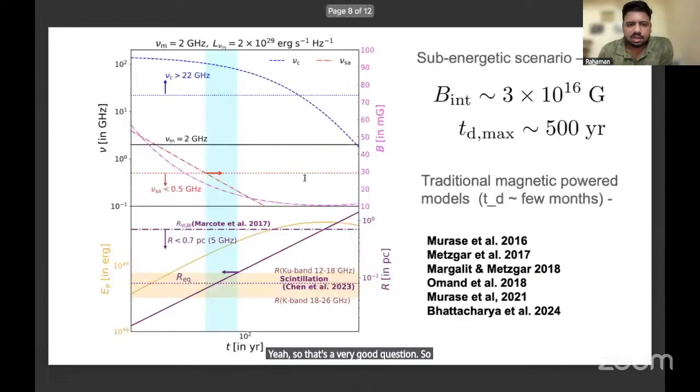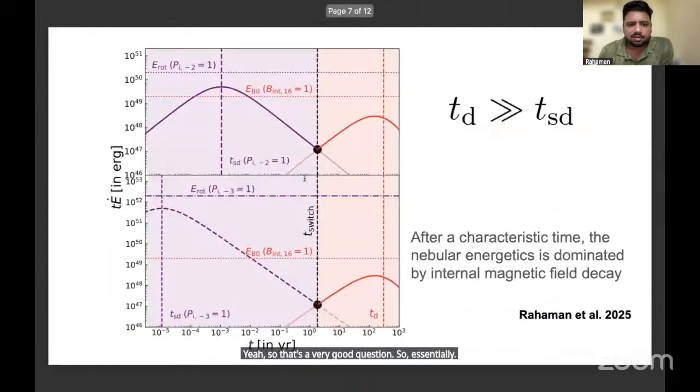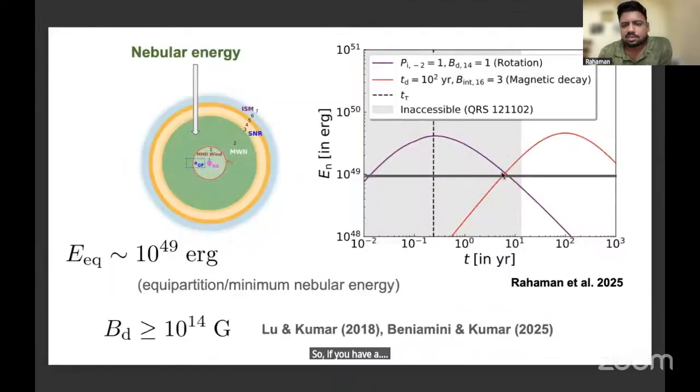Essentially, if you have a slow injection of the internal magnetic field, your flux values are supposed to remain steady for almost a few decades. So in fact, you can do a long-term radio monitoring of the base level flux.